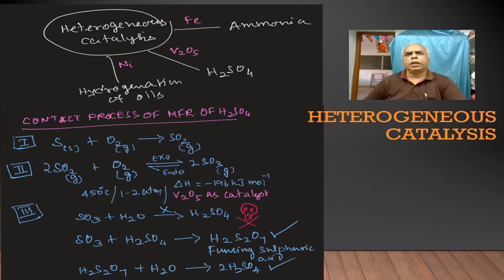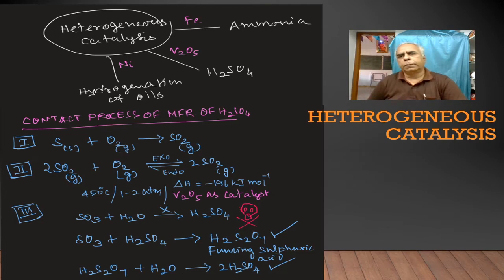Here it can take place only at a higher temperature. At the same time, catalysts act at low temperature, but we have to choose one in such a way that it can withstand higher temperature. So the powdered vanadium pentoxide acts as a very good catalyst, and it can work in this temperature, and also the pressure is maintained at 1 to 2 atmosphere. So here vanadium pentoxide, the catalyst, is very important, and also the temperature is 450 degrees.